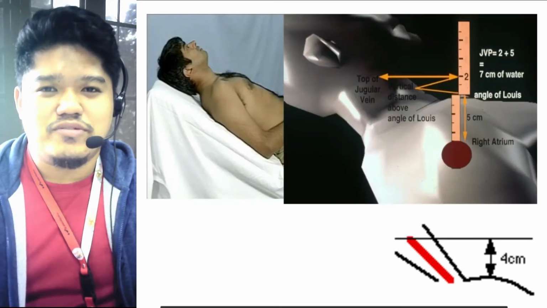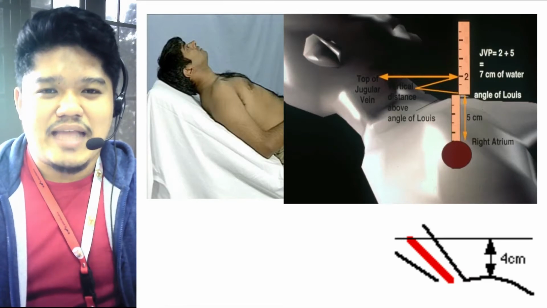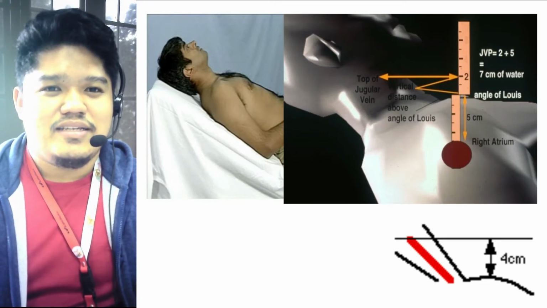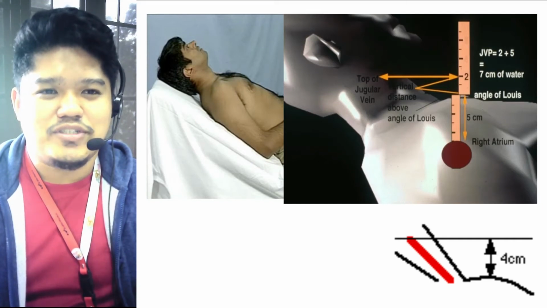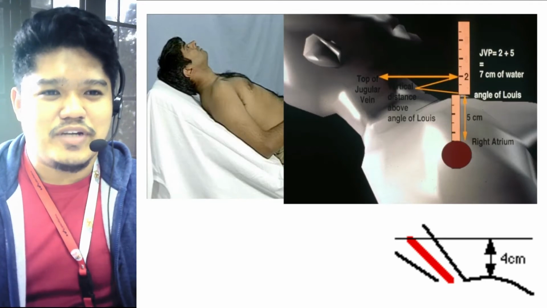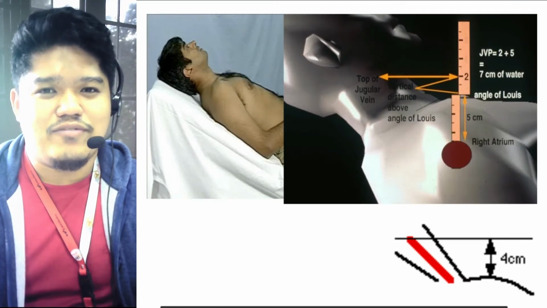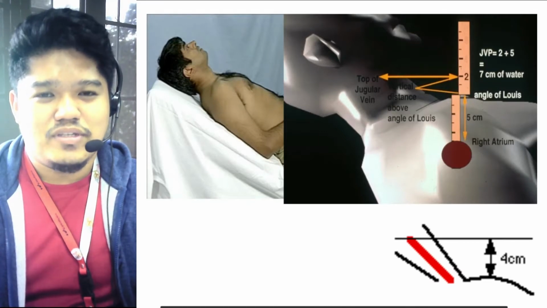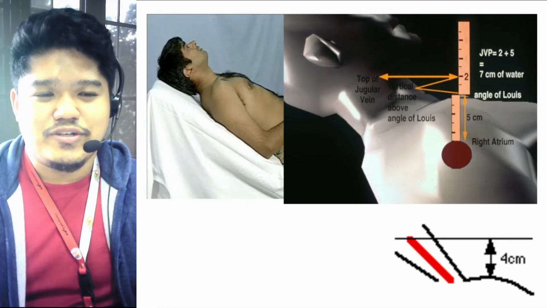So it is measured, remember, when a patient is lying semi-Fowler's on the bed, about 15 degrees. Okay, so we inspect the anterior portion of the neck and observe for any pulsation of the jugular vein. So we measure it from the angle of Louis. We take note that the angle of Louis is the junction of the sternal notch and your flat bone of the chest, which is your sternum.